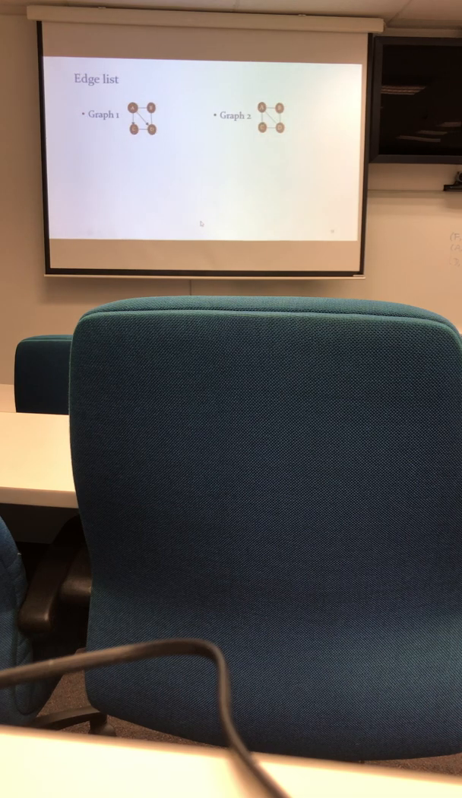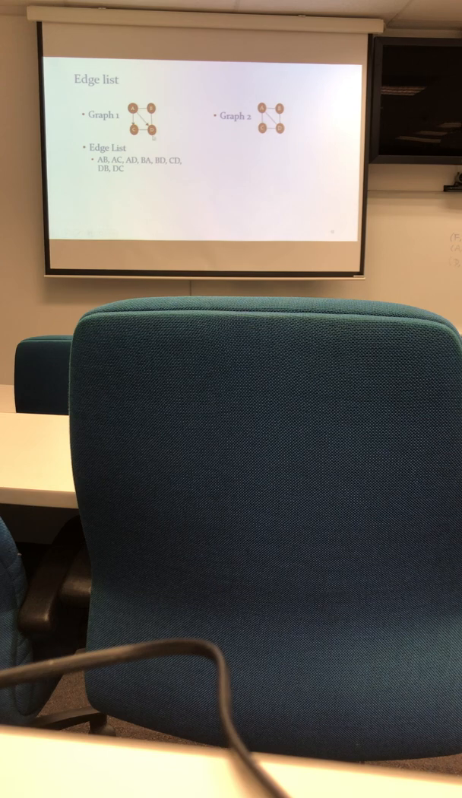Now we come to the edge list, the second representation. In the edge list, you store all the edges. For this case, how many edges are there? AB, AD, AC, and BA, because this edge you can go in both directions. You can go this way, you can go this way. So BA is another edge. So you keep all the edges.